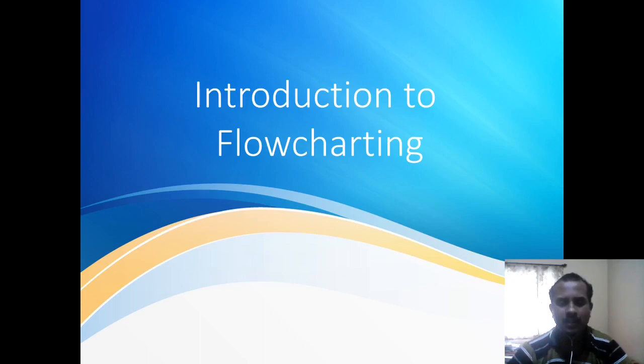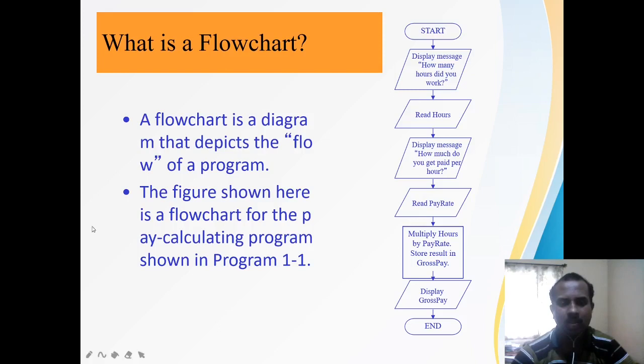Before going to the data structure or algorithm, let us see the basic concepts of flow charting. It is already there in first year, but let us revise that because a flowchart will make the understanding of the algorithm very easy. What is a flowchart? A flowchart is a diagram that depicts the flow of the program.